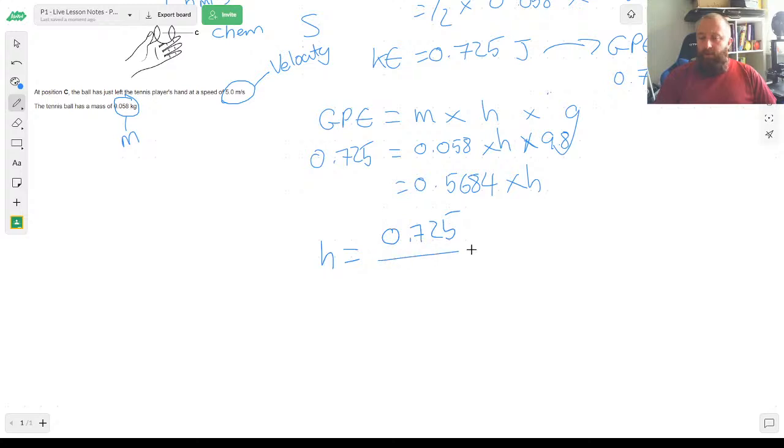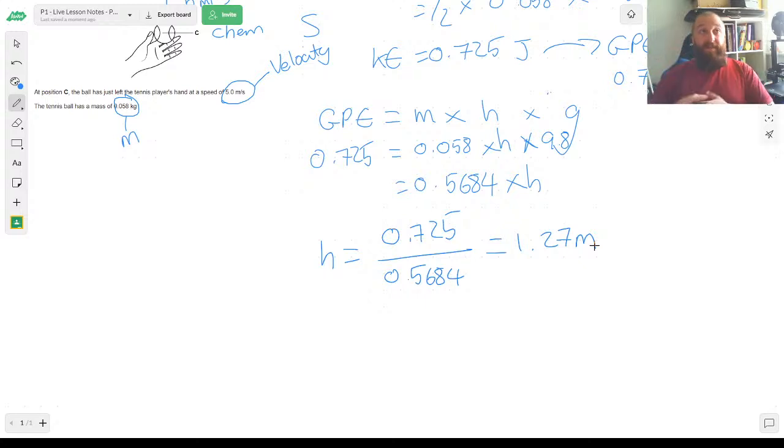I'm apologising if you're a maths teacher and you're looking at this going, no, you can't explain it like that. It's not how we do it at school. That's how I would do it. If I'm multiplying both sides by 0.5684, to move it from here to here, I'm going to divide both sides by the same thing. So we can work that out now. If I just type that into it again, 0.725 divided by 0.5684 gives me a maximum height of 1.27 meters.